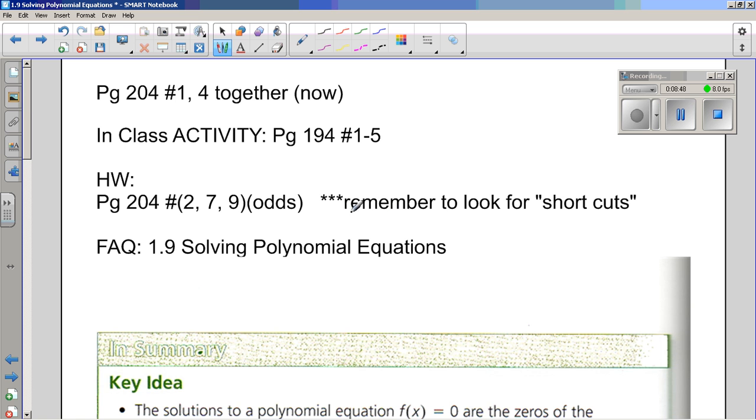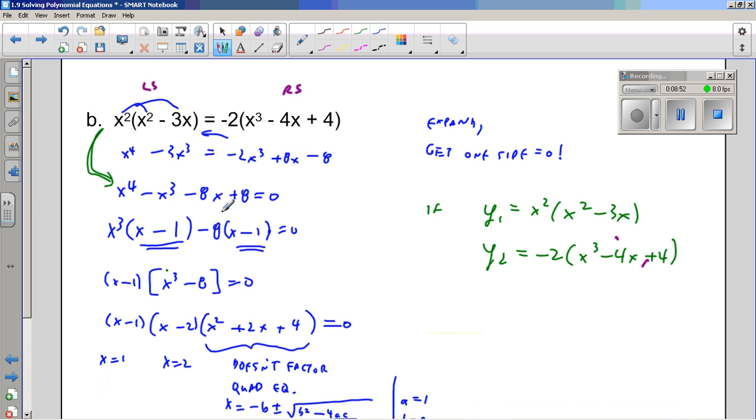And notice, remember to look for shortcuts. The idea of shortcuts here: if I didn't see the shortcut right there, I would have used the factor theorem, had to use the factor theorem twice, right? I use the factor theorem, find a factor, do long division, it ends up being a cubic. I'd have to use the factor theorem again on the cubic to find a second factor, and it's a long process compared to bing, bing, bing, bing. This was pretty easy. Watch out for shortcuts.